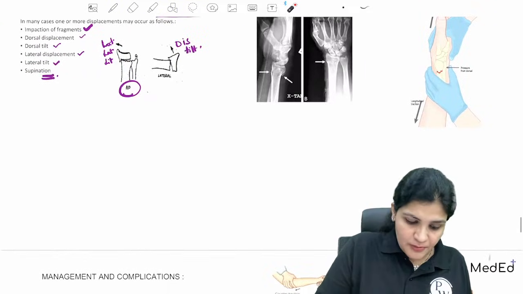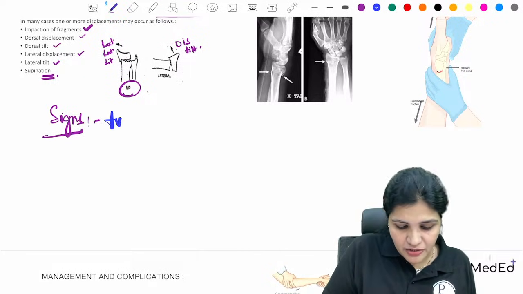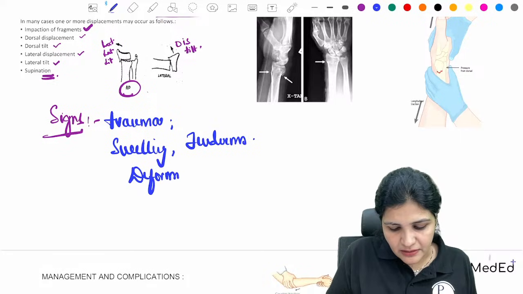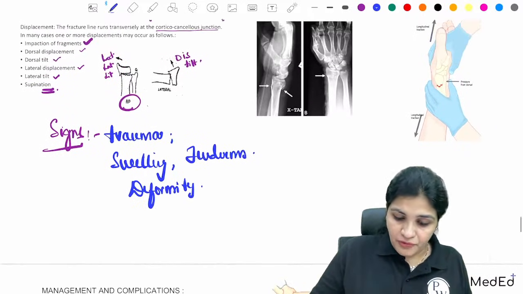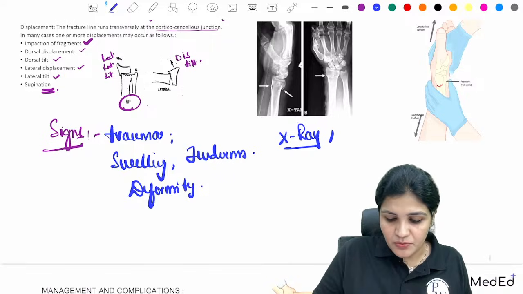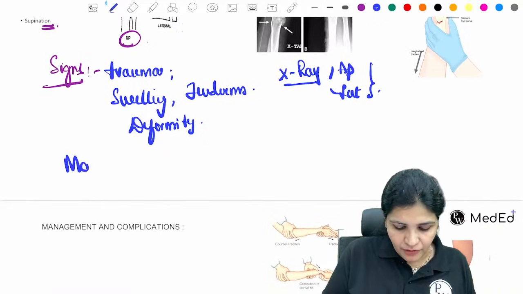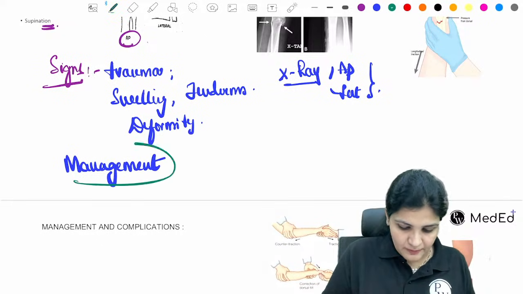And now what are the signs and symptoms of the Colles fracture? First, the patient will present with a history of trauma, right? And then you will see swelling, tenderness in that particular area. Then you see the deformity we have discussed, the dinner fork deformity, right? So these are all the various signs and symptoms. And now you order the X-ray. In the X-ray you see the AP view and the lateral view, and then you decide whether it is a Colles fracture or not, right? And then you come to the management. So how do you manage this case? Management is again very, very important in the case of Colles, right?